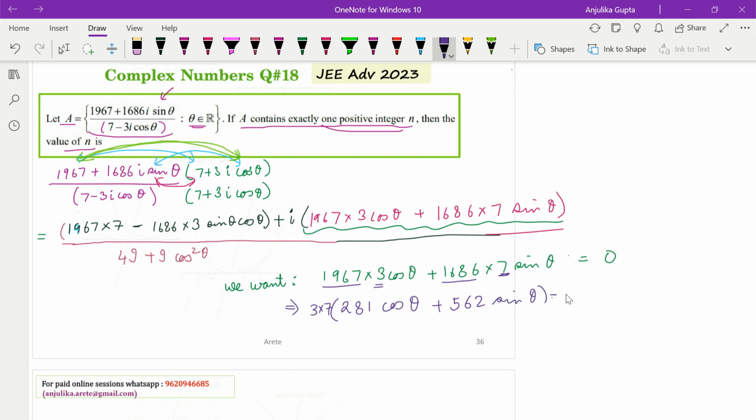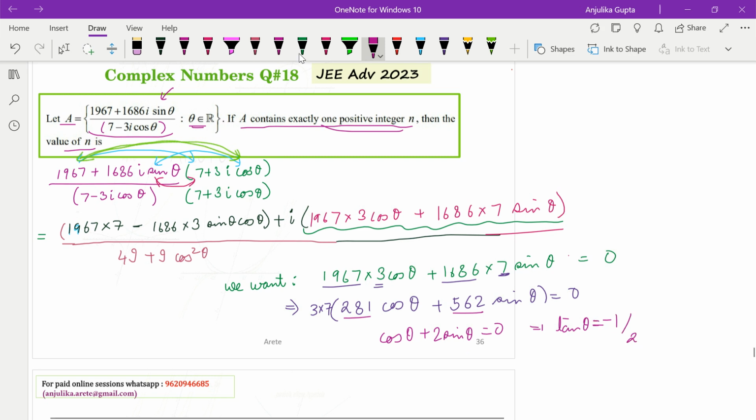And there is good news, because you can clearly see that this multiplied by 2 gives you this. So very simple, what you end up getting is cos theta plus 2 sine theta is 0, and from here tan theta is negative half. So for this value of theta, this number is purely real. But sine and cos are involved, so let's find them using the triangle. This is root 5. For this value, you get two solutions.